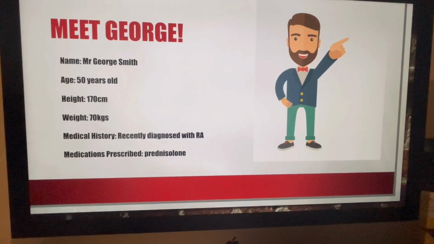George went to his local GP to get a consultation, and after a few tests, he was diagnosed with an autoimmune disease called rheumatoid arthritis. His doctor prescribed him prednisolone tablets to be taken once daily with food. The doctor has advised him to take it first thing in the morning or before 12 p.m. to avoid any side effects.